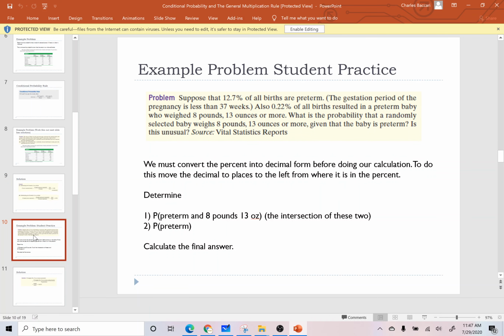Suppose that 12.7% of all births are preterm. The gestation period is this, also 0.22% of births are preterm. So I'm going to work this out real quick, and then I'll start a new video for the next one. Thank you guys.